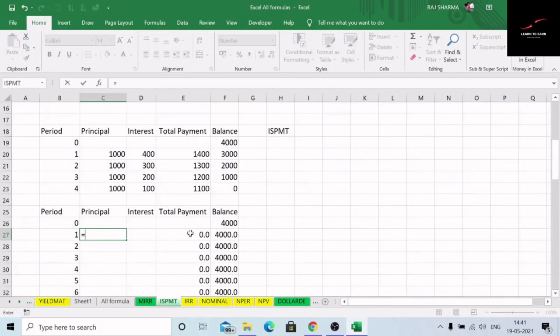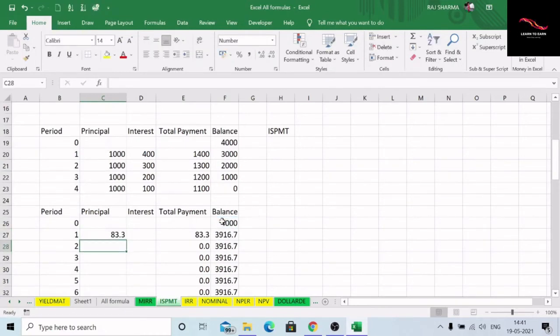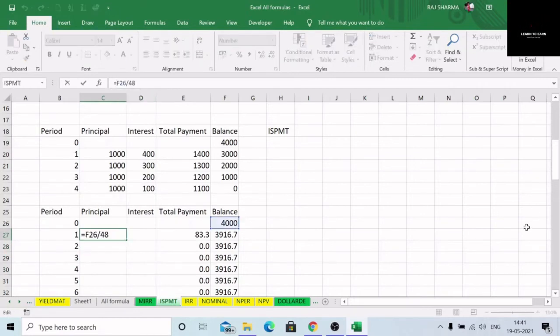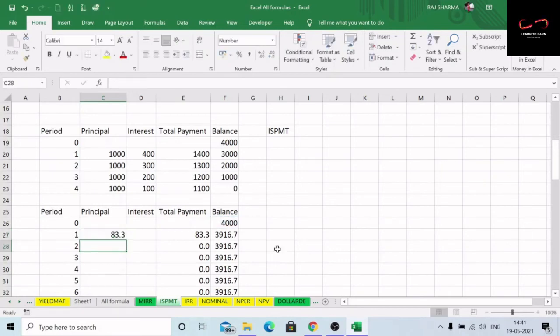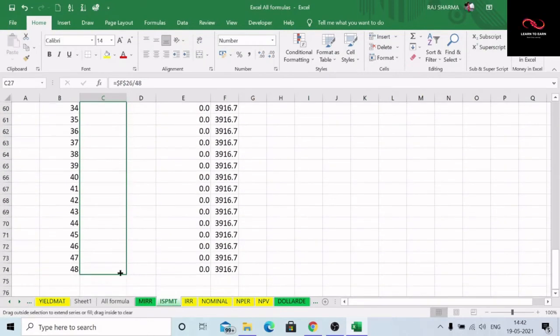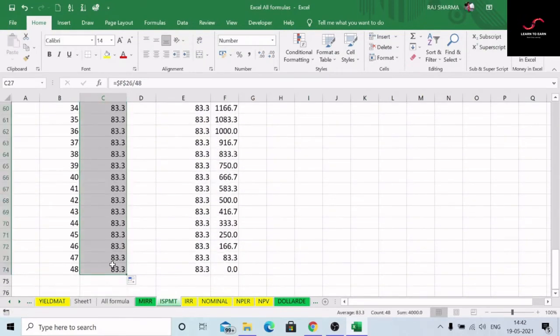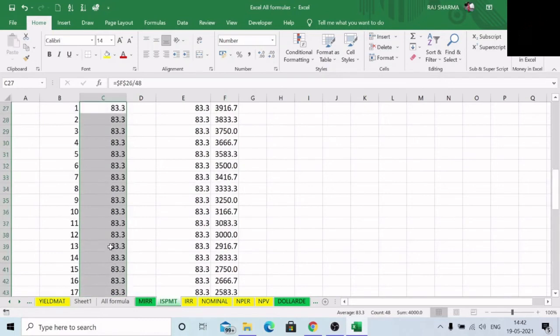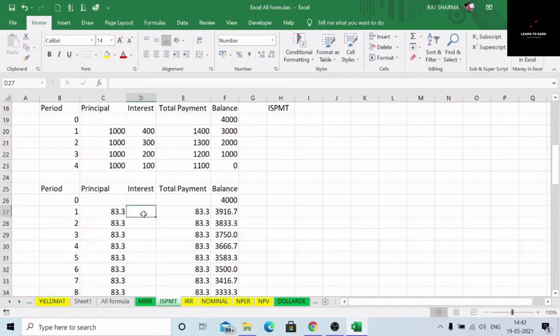So let us try to work it out. 4,000 divided by 48, so my per month repayment will be 83.3. I'll simply drag it by freezing F26, and you can find that for all the 48 months, my monthly principal repayment is 83.3.